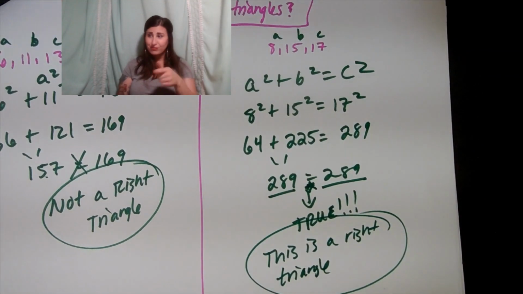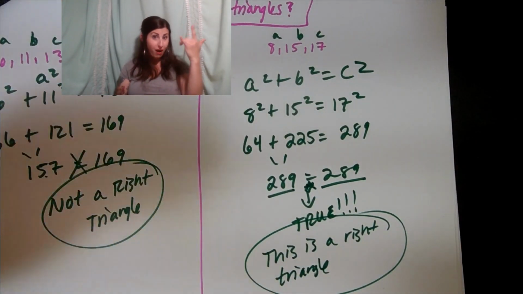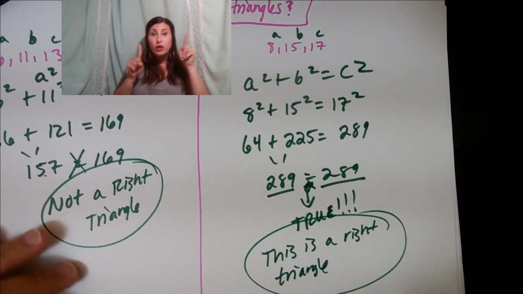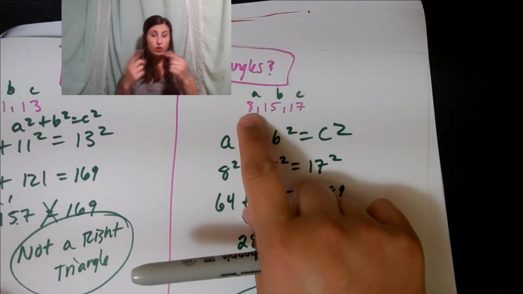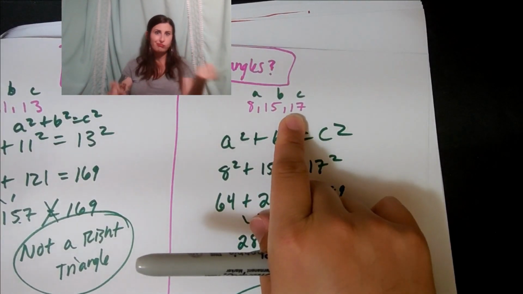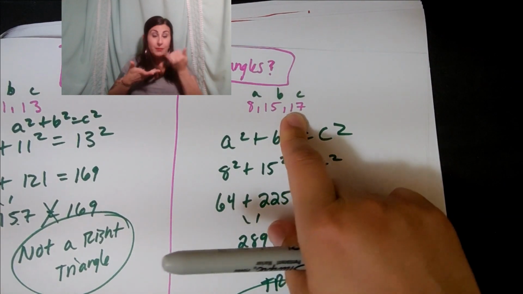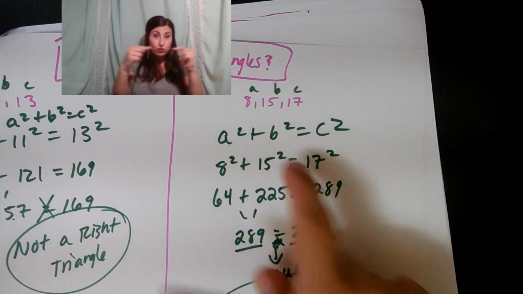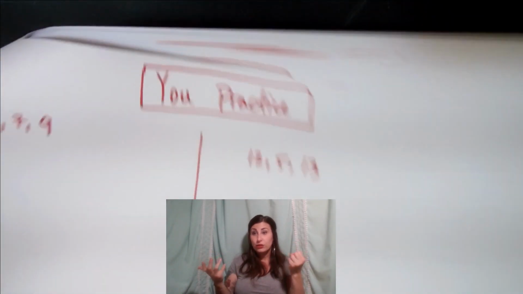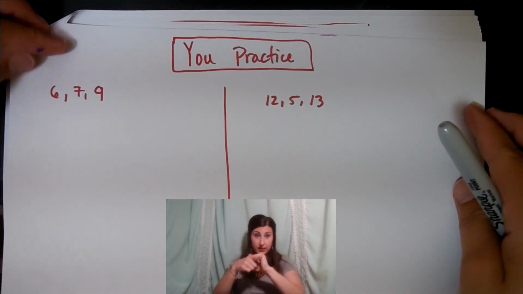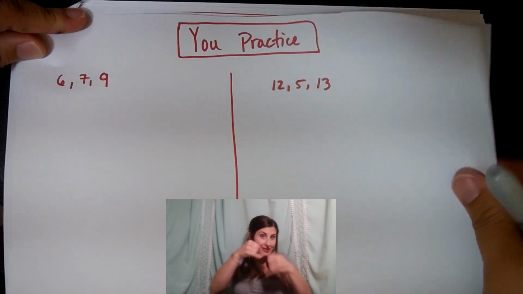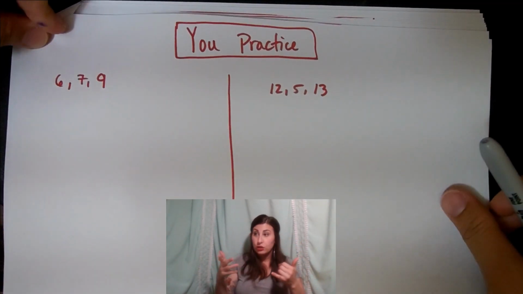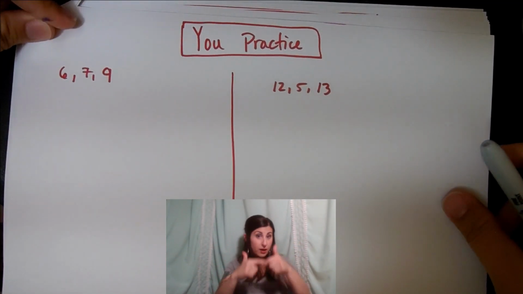Okay, so you can use the Pythagorean theorem because it only works for right triangles. So if I give you 3 random measurements, you could tell me if they belong to a right triangle by using the Pythagorean theorem. So you go ahead and practice these 2. This is our last slide that we're going to do math on. So go ahead and try those. Go ahead and pause now and then come back.